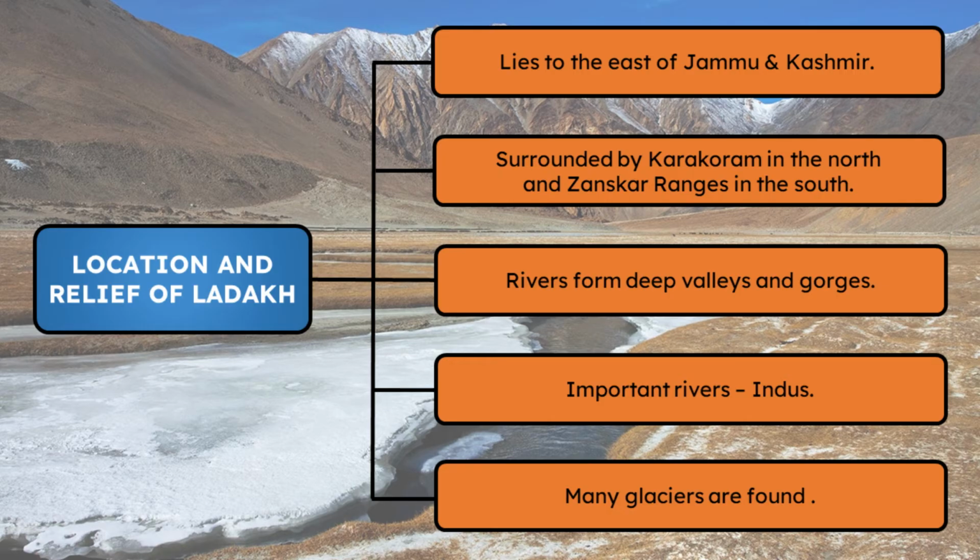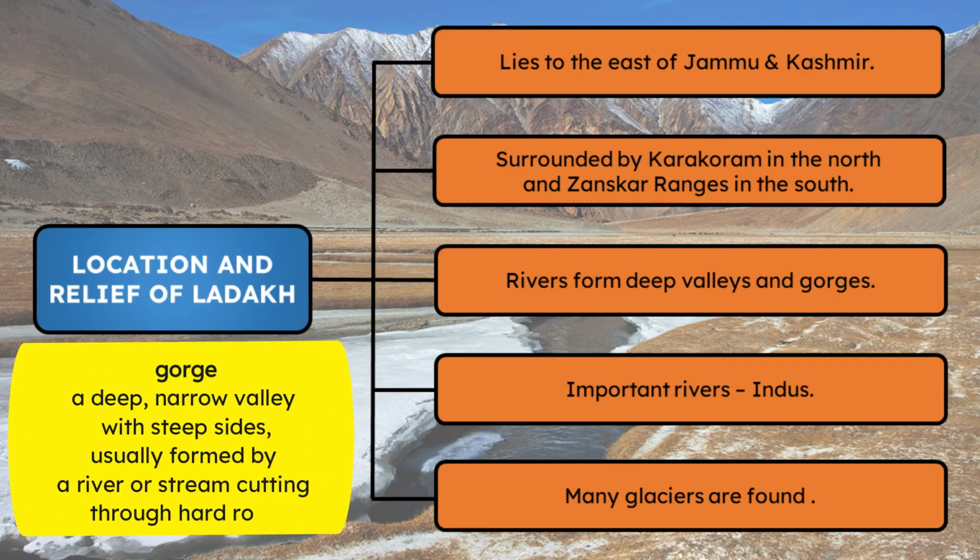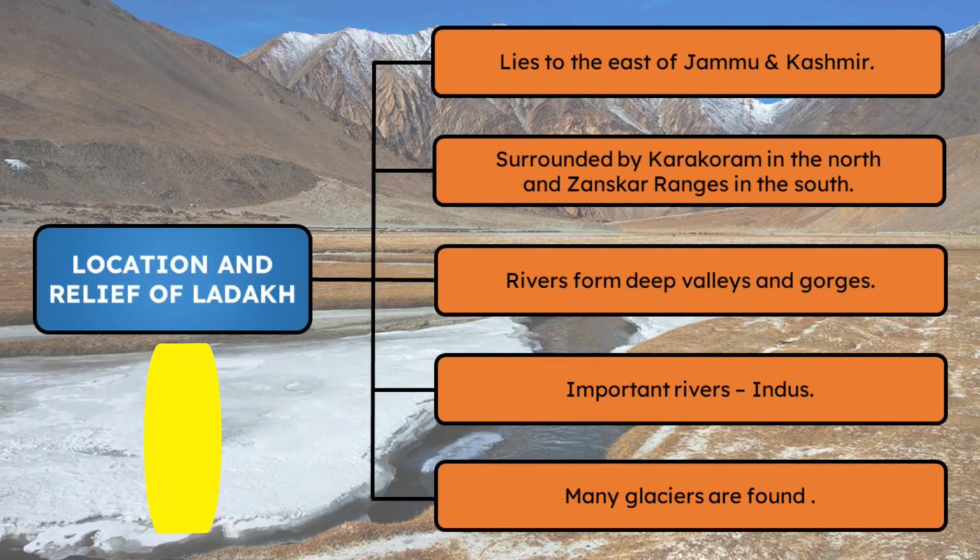Now let's see the cold desert, and it is Ladakh from India. First, let us see the location of Ladakh. It lies to the east of Jammu and Kashmir, and it is surrounded by Karakoram ranges in the north and Zanskar ranges in the south. Rivers usually form deep valleys and gorges as they flow through it. And one of the most important rivers is River Indus. And there are many glaciers found in this place.